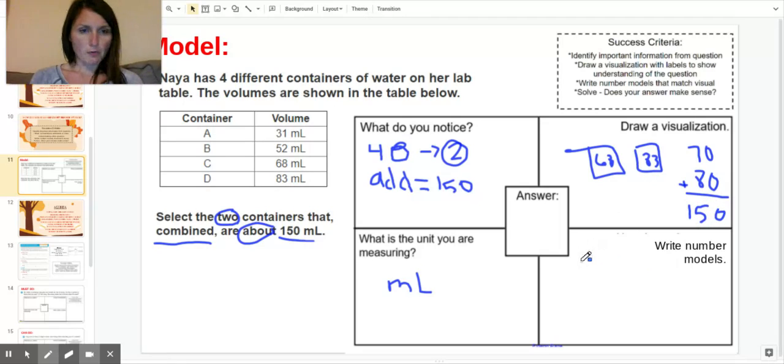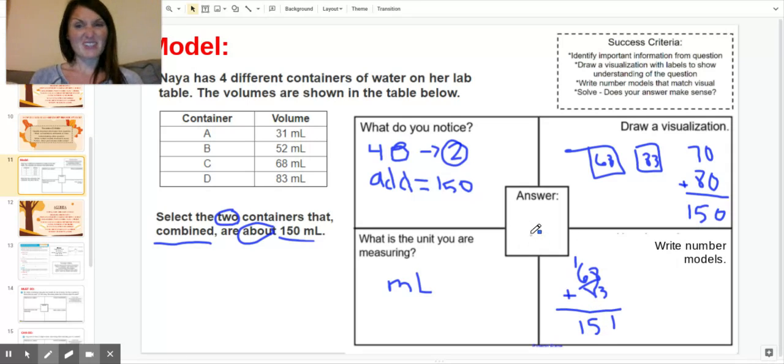So my number model would be 68 plus 83. And make sure you line it up and try to be a little bit better than I am. So 8, 9, 10, 11. Carry the 1. So 6, 7, 8, 9, 10, 11, 12, 13, 14, 15. Ooh, this was pretty close. So the exact answer is 151.